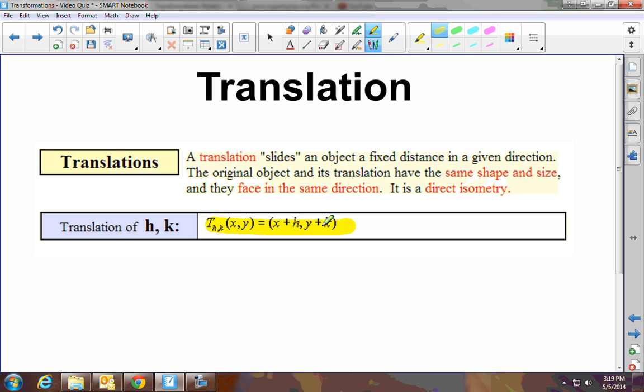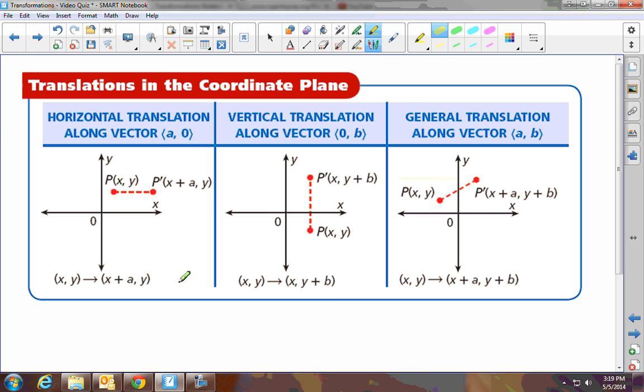Get this down right here. You may not know what it means now, but we'll explain it. Okay, you also need to copy these notes down. This explains a horizontal translation, a vertical translation, and any general translation. What's important is to get these down here. And the image will help you as well. Okay, pause and copy.